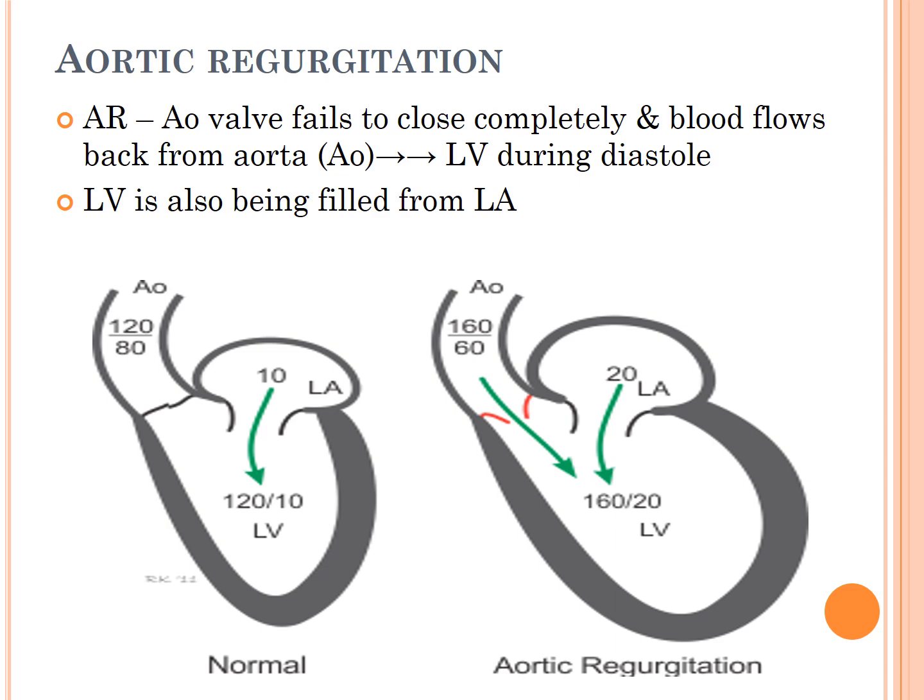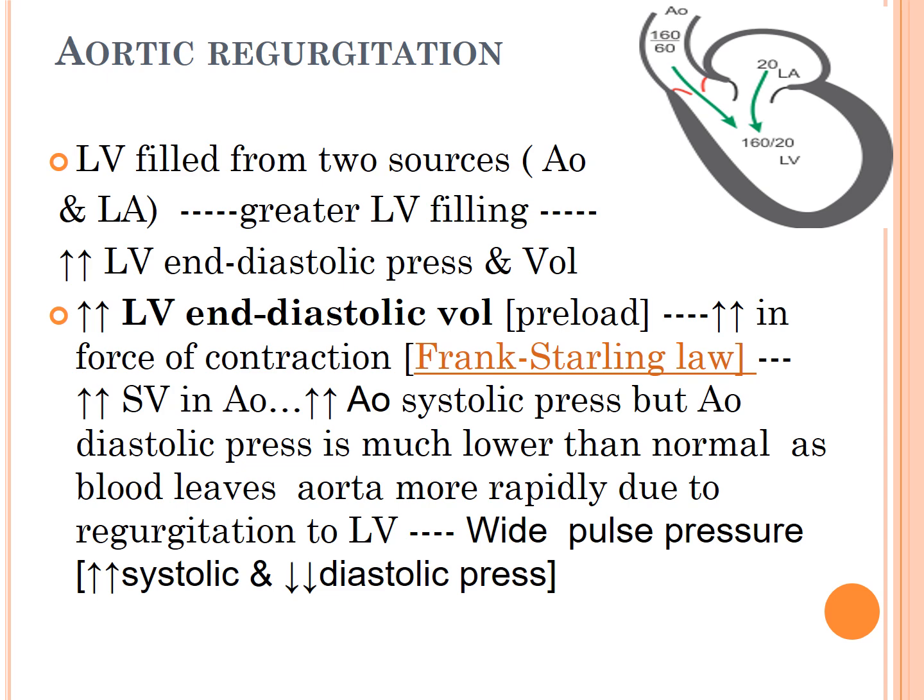Come to the hemodynamics of aortic regurgitation. In aortic regurgitation, the aortic valve fails to close completely, so the blood flows back from the aorta to the left ventricle during diastole. The left ventricle is also being filled from the left atrium. You can see the left ventricle is receiving blood from the left atrium as well as from the aorta. Left ventricle is filled from two sources, aorta and left atrium.